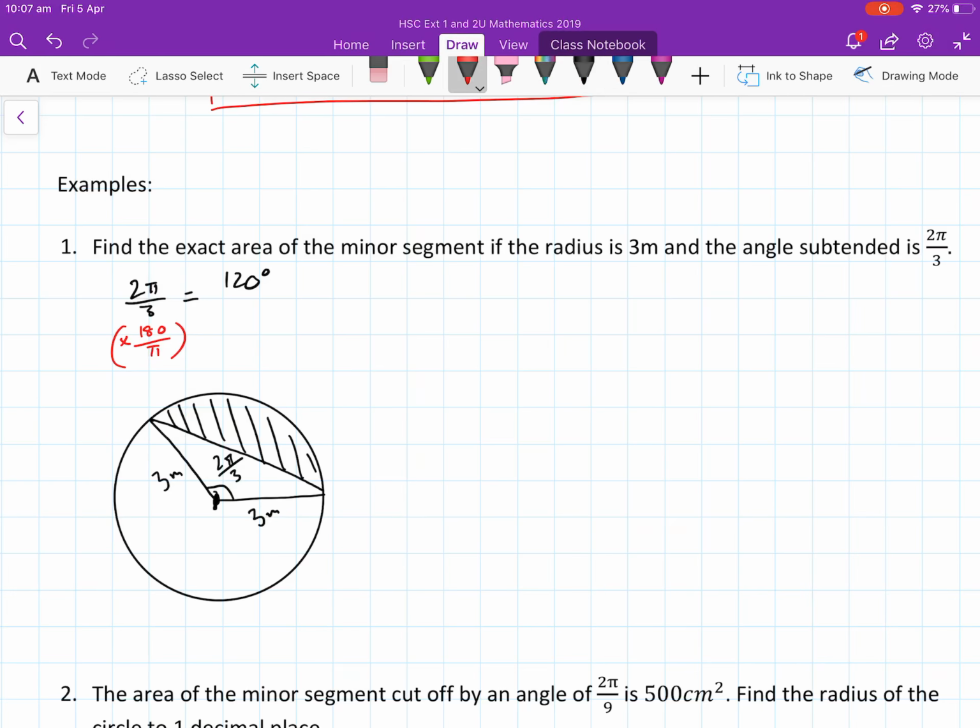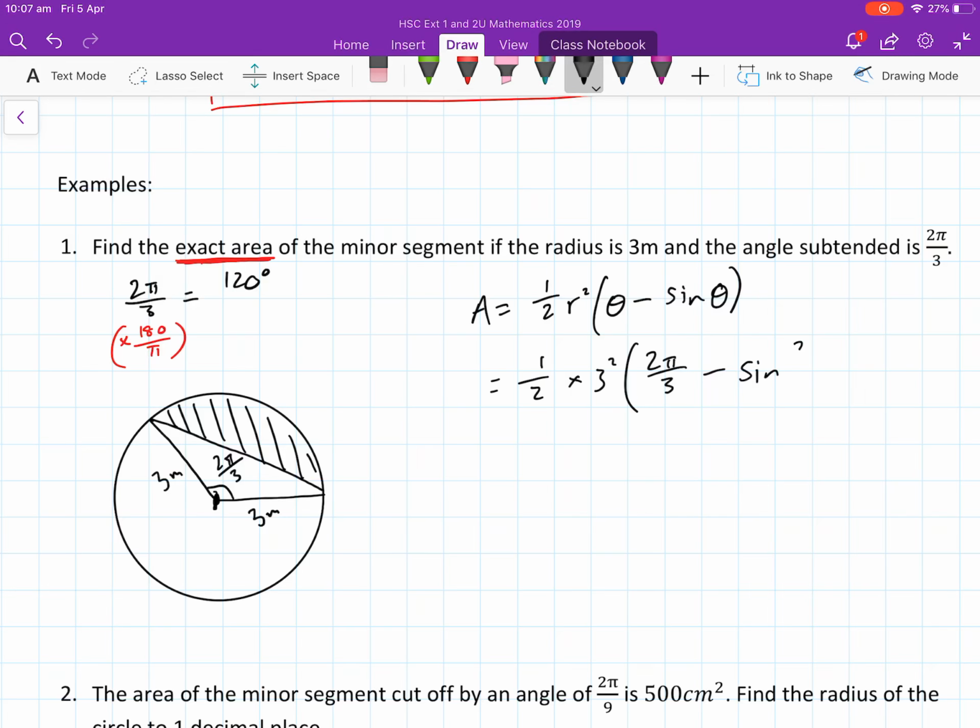Now, it says exact. If you're underlining this, you'd need to do the exact area. The temptation would be to put it as a decimal. We want the exact area. So A is equal to, remember, half r squared theta minus sine theta. Okay, so we're going to have half times 3 squared outside of 2 pi on 3 minus sine of 2 pi on 3. Now, 2 pi on 3 is in the second quadrant. Sine 120. Sine 60 is root 3 on 2.